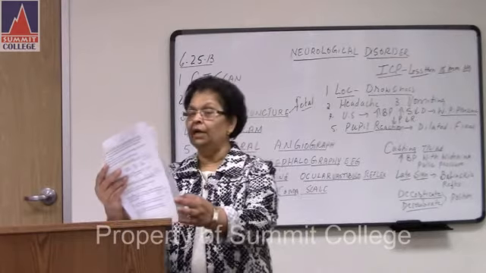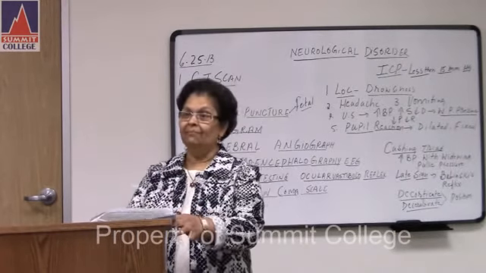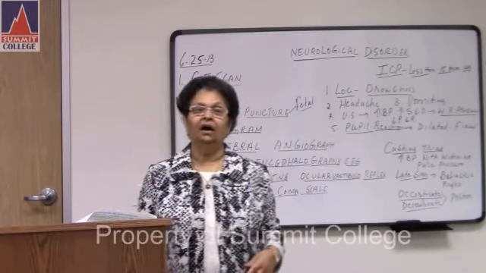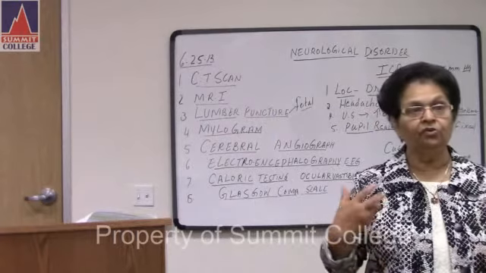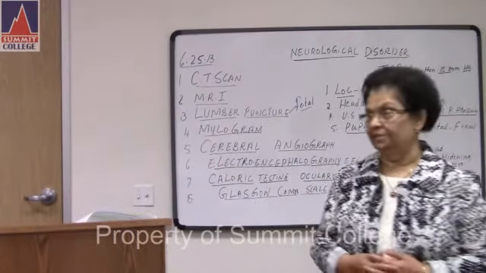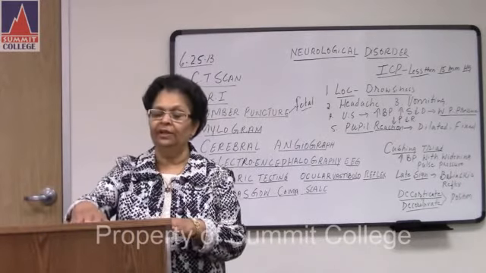Next is myelogram. What is the word myelo? It's the muscle. And what our brain is controlling is your sensation throughout your body and your muscles. Are we clear? So myelogram means we are going to look at the muscle.